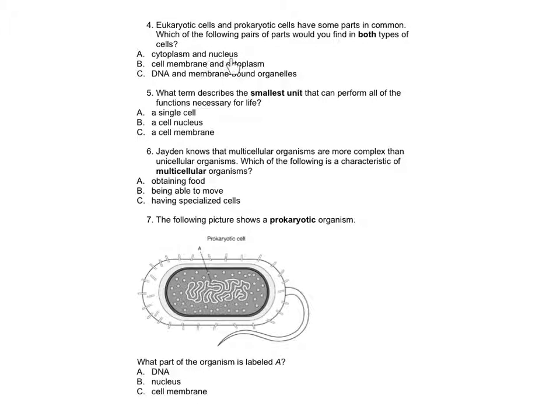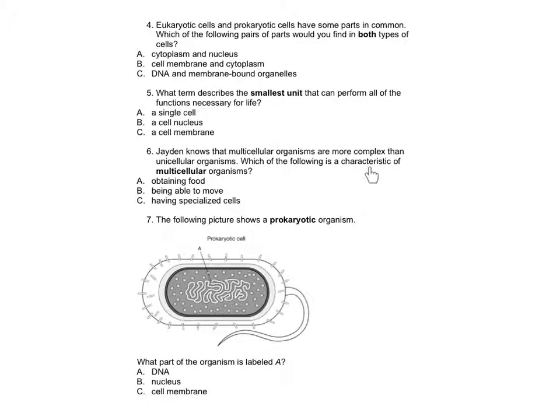A, cytoplasm and nucleus. B, cell membrane and cytoplasm. C, DNA and membrane-bound organelles. Number 5, what term describes the smallest unit that can perform all of the functions necessary for life? A, a single cell. B, a cell nucleus. C, a cell membrane. Number 6, Jaden knows that multicellular organisms are more complex than unicellular organisms.